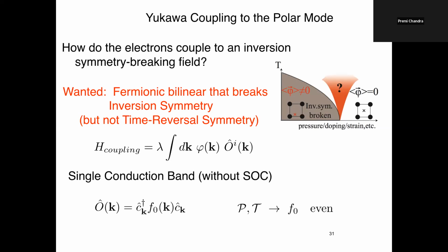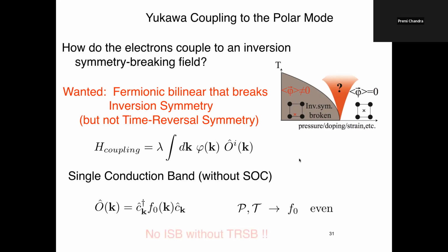Well, if we write this fermionic bilinear in this form, if we take F0 even in K, then parity is conserved, but so is time reversal. So that's no good. We want to break parity, but retain time reversal. But on the other hand, if we take F0 to be odd, so F0 of K equals minus F0 of minus K, then we'll break parity, but we'll also break time reversal, K and minus K. So that's no good.